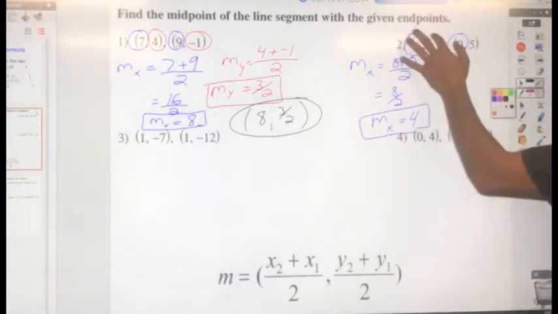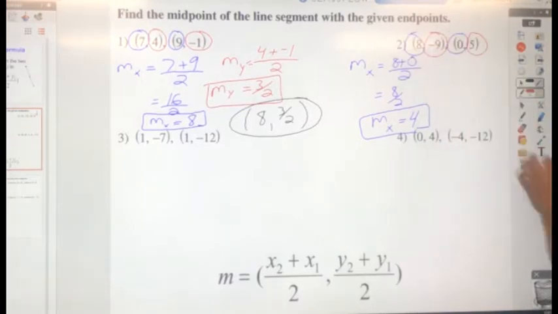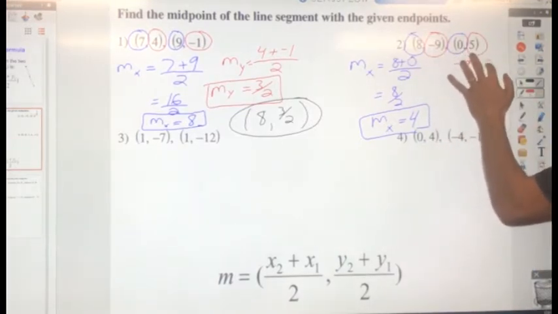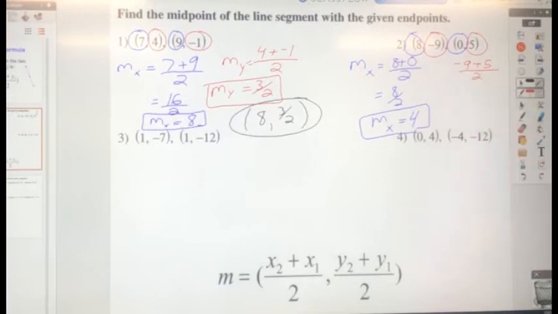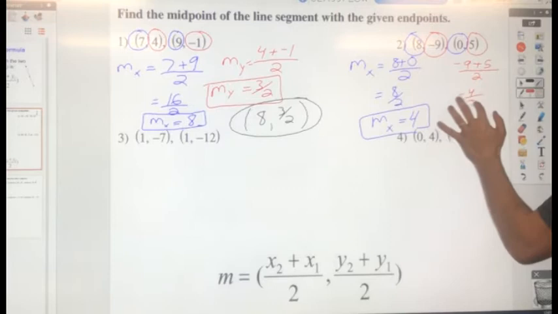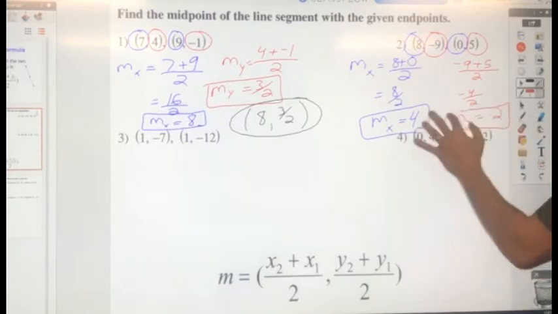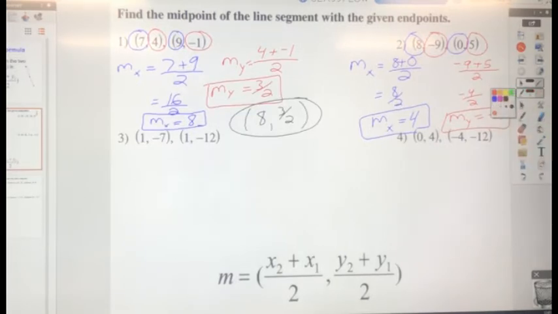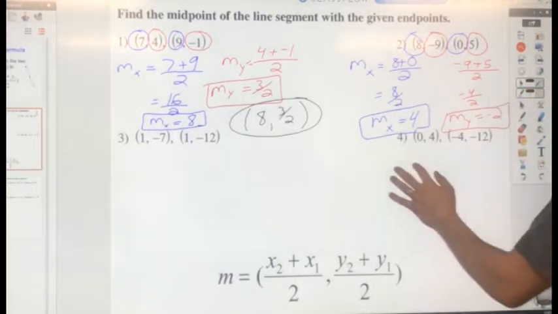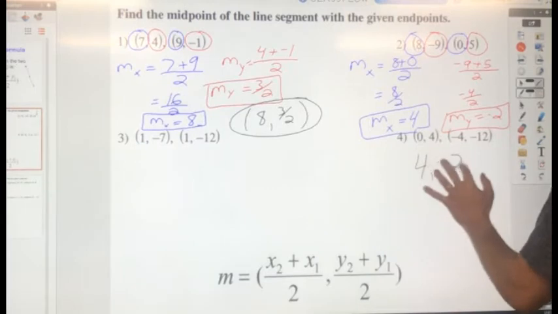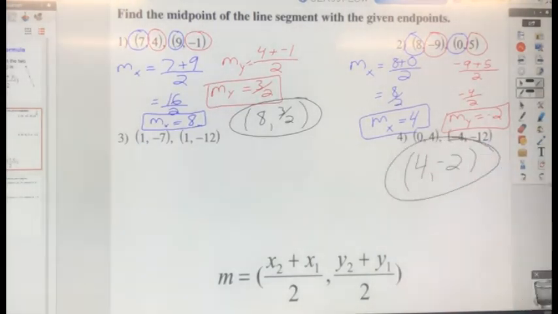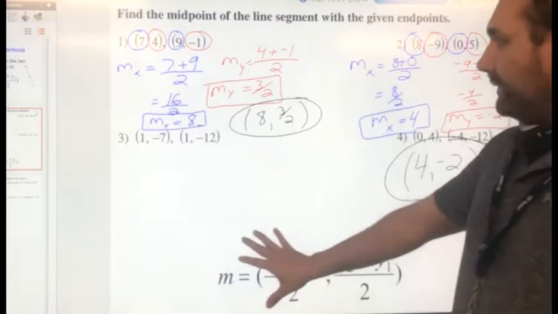Next, let me find the midpoint of my y, negative 9 and 5. So negative 9 plus 5 over 2, which gives me negative 4 over 2. So the midpoint of my y value here is negative 2. So what is the midpoint between (8, -9) and (0, 5)? That is (4, -2). Is that what we got? (4, -2)? Okay. So pretty easy to find the midpoint, right?